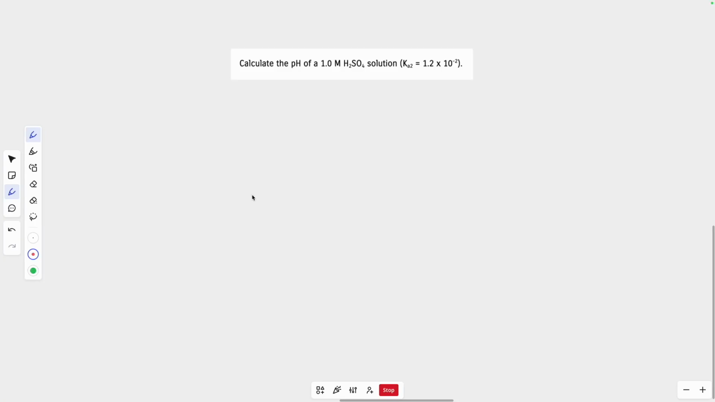Everyone. So today we're going to be going over some practice problems with acids and bases in water. So here's our first problem. Calculate the pH of a 1 molar H2SO4 solution, and it's given that the Ka2 is equal to 1.2 times 10 to the power of negative 2.